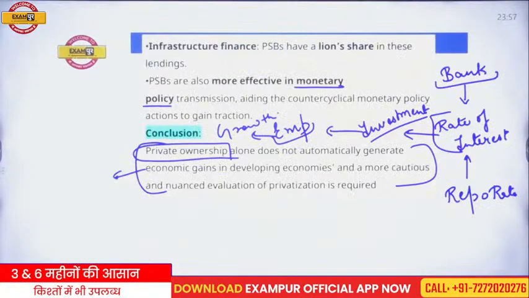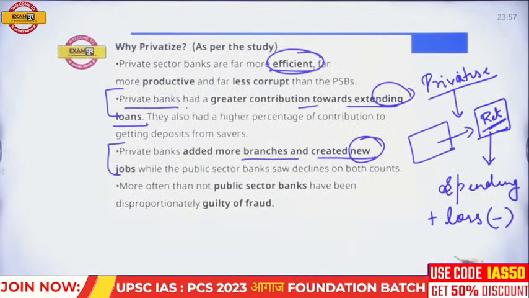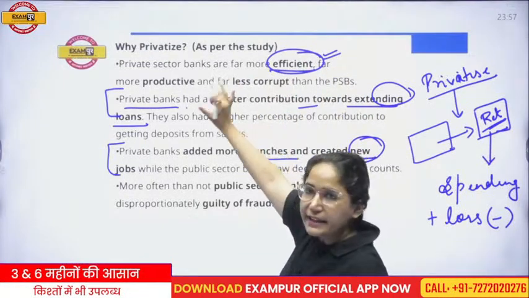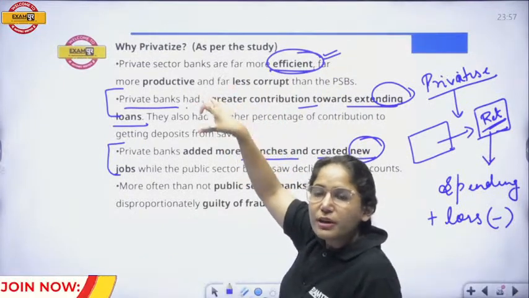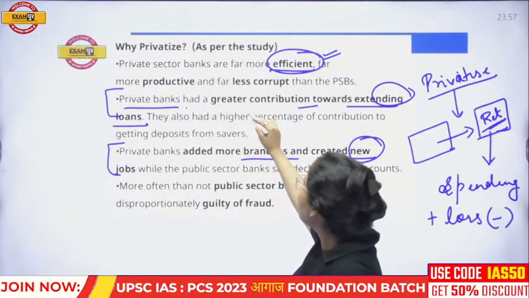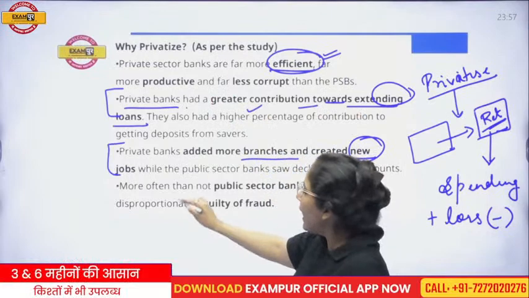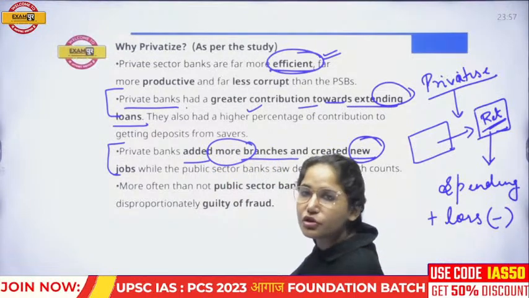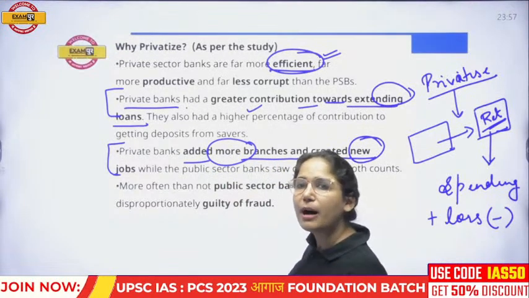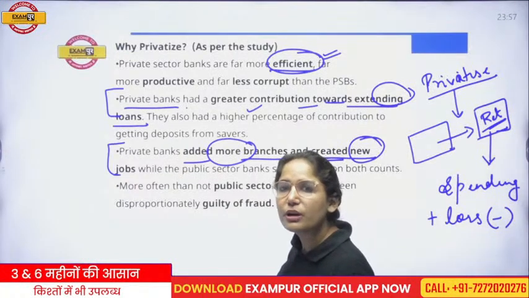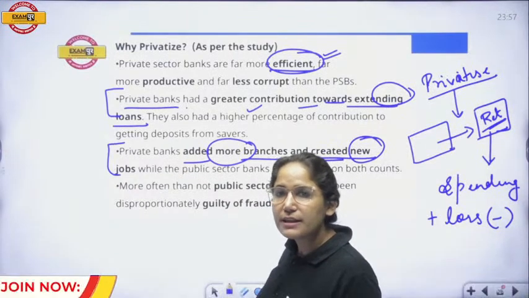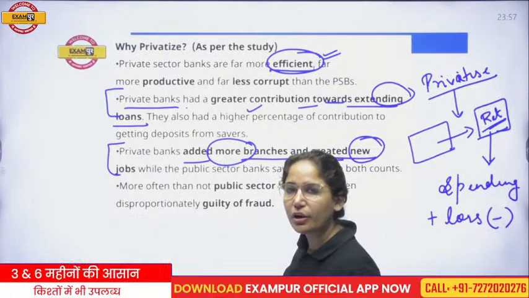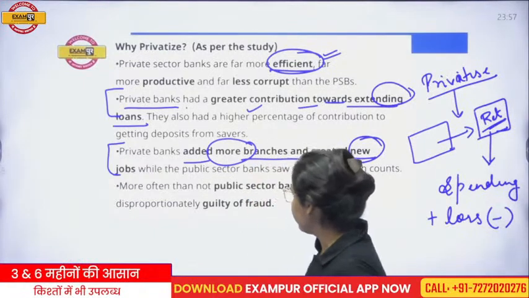Before discussing the question, I just want to give a glance. Privatization is making efficiency and developing productivity. Out of the competition, they are making a greater contribution towards extending loans, and private banks added more branches and created more jobs. If I am establishing many outlets, I am going to include more and more people. Employment generation would take place; it is not going to give security, but it includes more and more people.